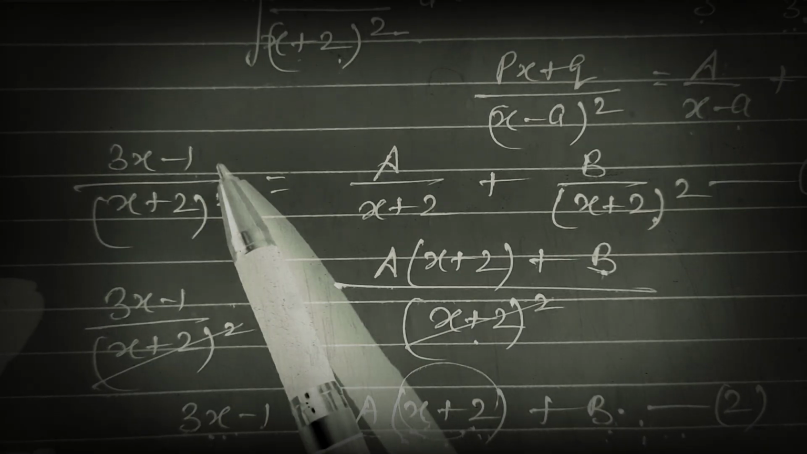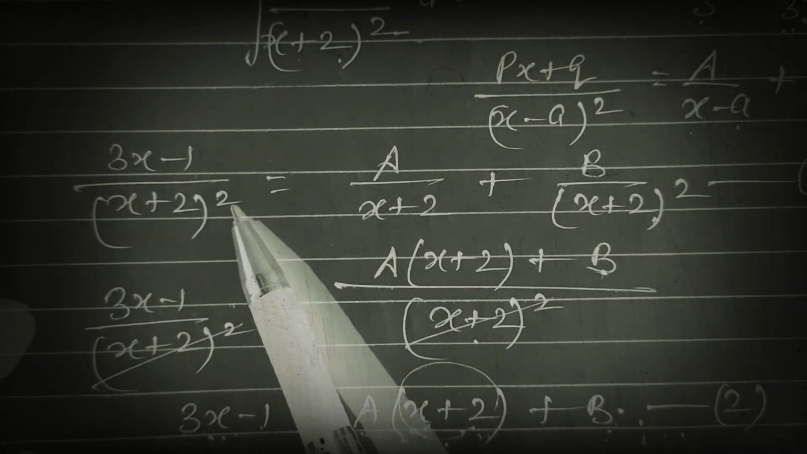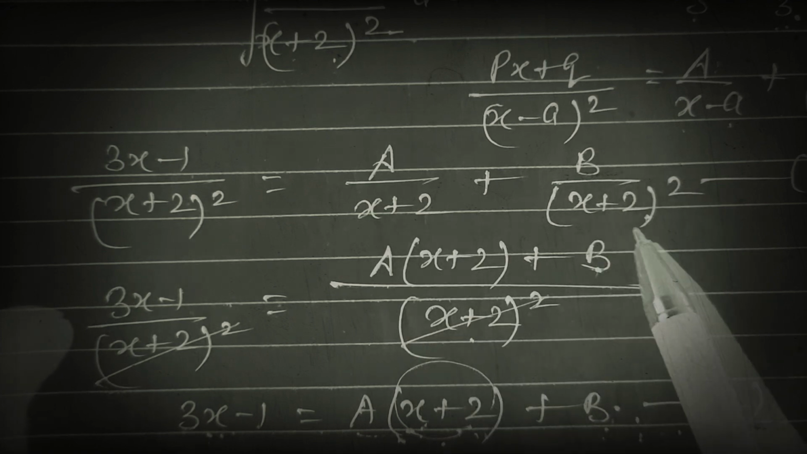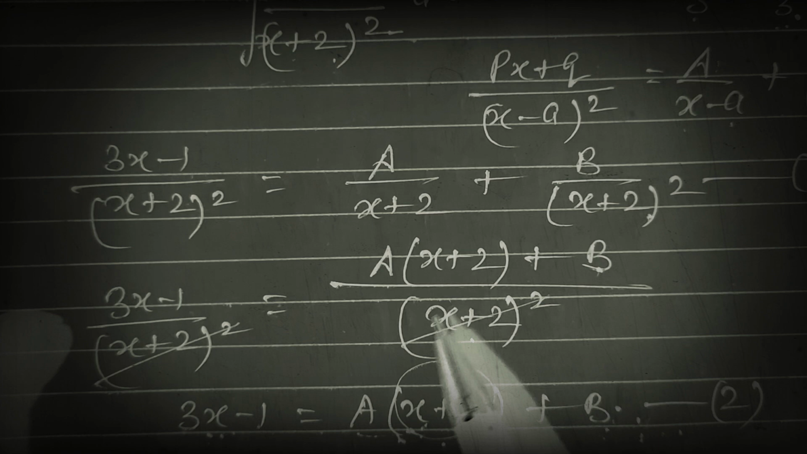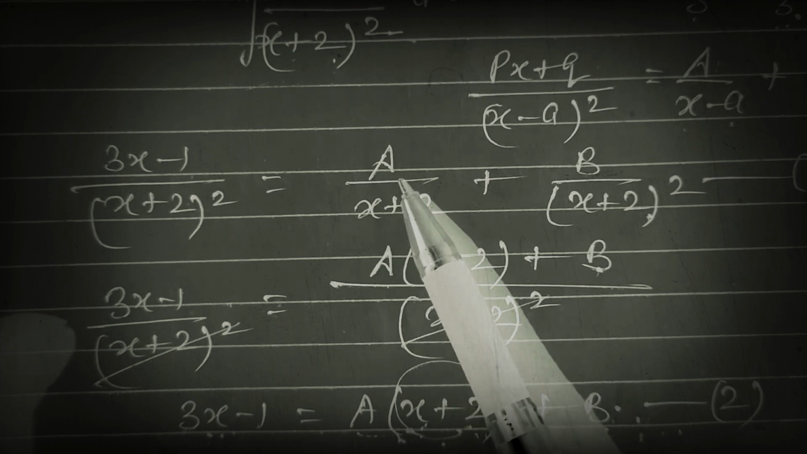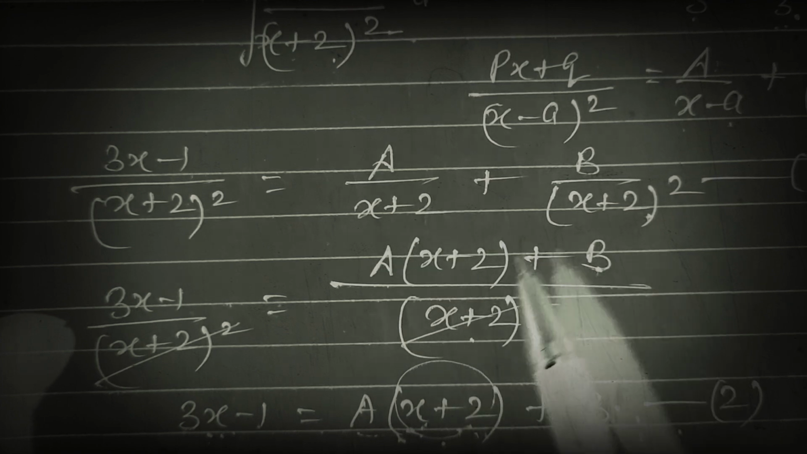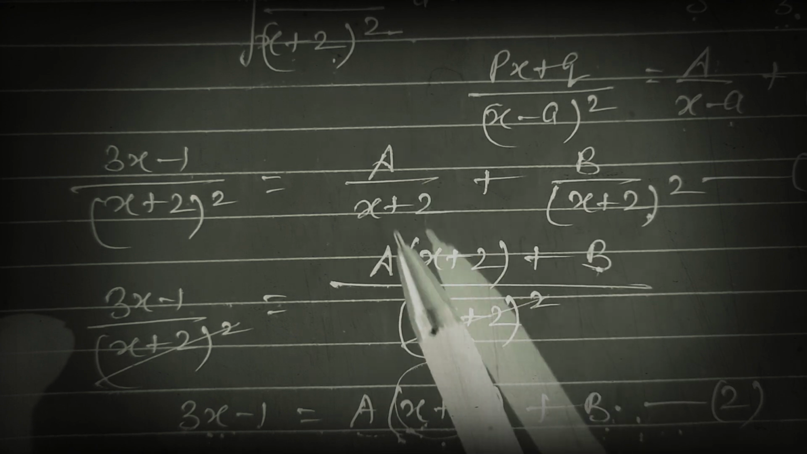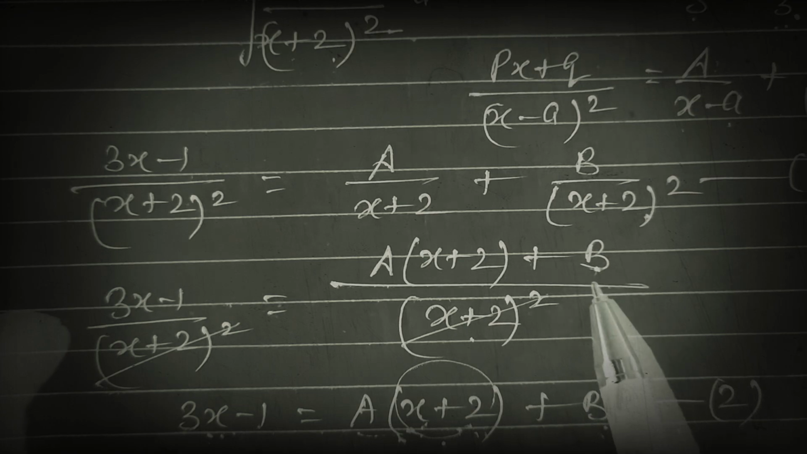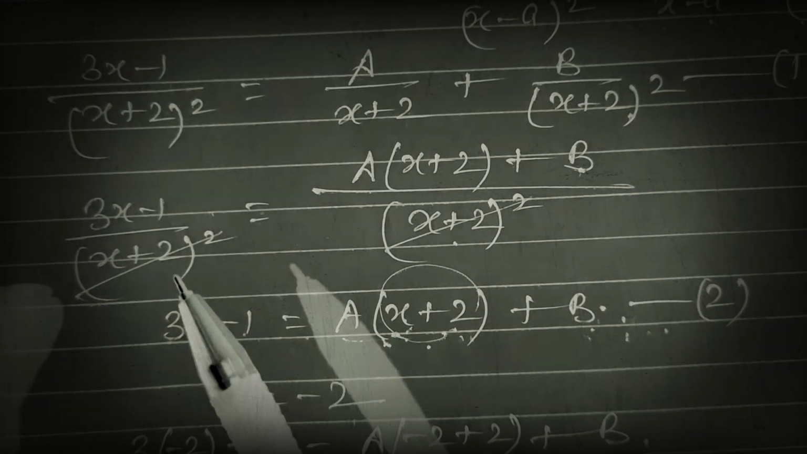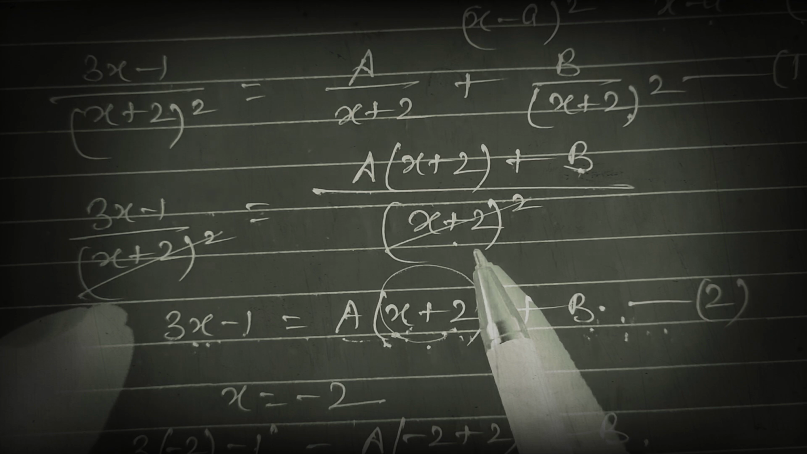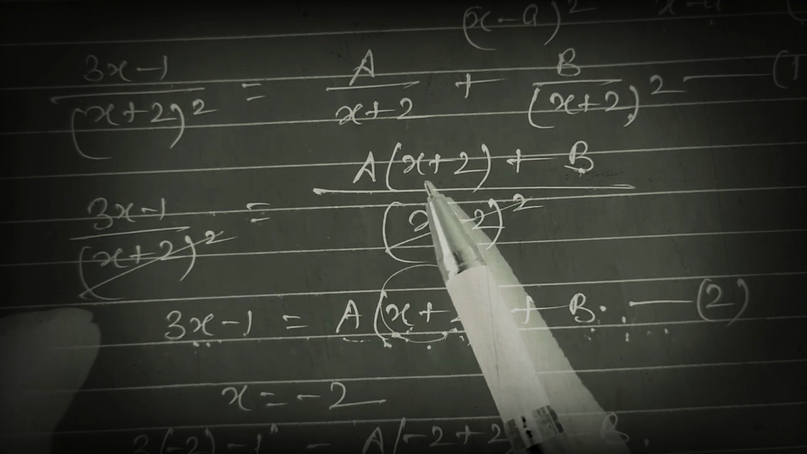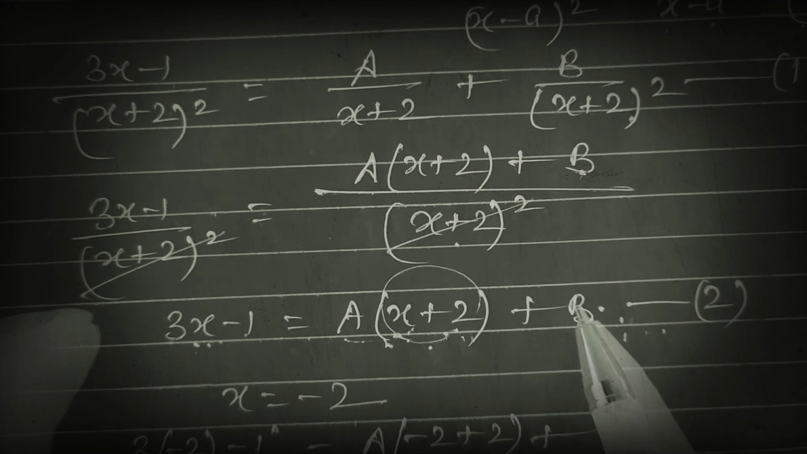So (3x minus 1) upon (x plus 2) whole square we can write as a upon (x plus 2) plus b upon (x plus 2) whole square. Take the LCM (x plus 2) whole square. It will be a into (x plus 2) plus b, since (x plus 2) whole square divided by (x plus 2) is (x plus 2). So a into (x plus 2) plus b as it is. The denominator is the same, so the numerator will be the same: 3x minus 1 is equal to a into (x plus 2) plus b.